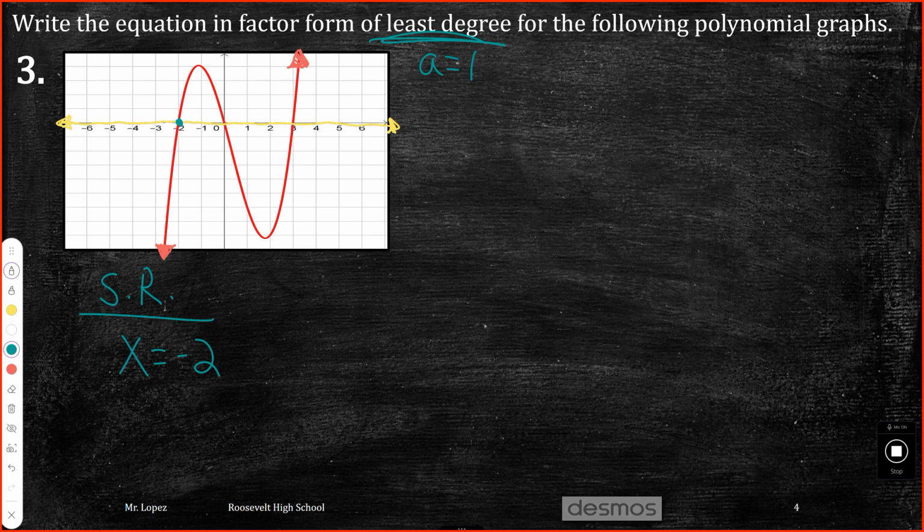So it has a single root at x equal to -2, another single root at x equal to 0, and another single root at x equal to positive 3. Now we have identified the roots. We want to put it in function form by rewriting it in factor form.